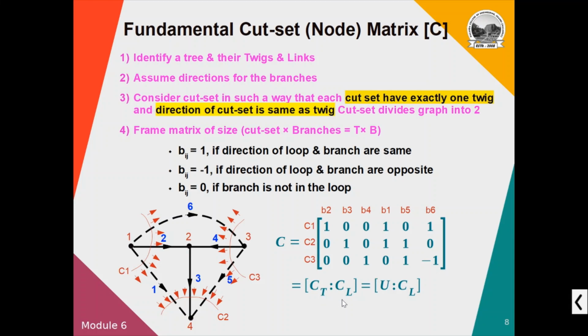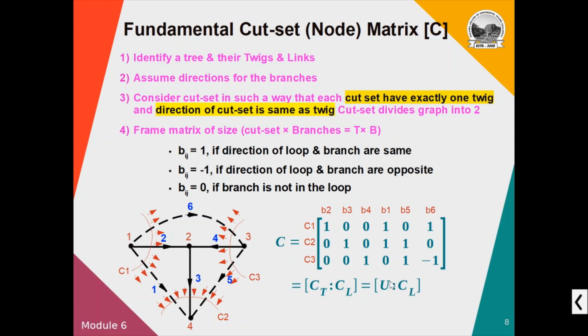Similarly, here also it can be divided into two parts: the cut set matrix belonging to twigs, as well as the cut set matrix belonging to links. Here, since the cut set is associated with the twigs, the twig cut set matrix CT becomes a unit matrix, because the diagonal elements are 1 and off-diagonal elements are 0. So it is represented by the letter U.